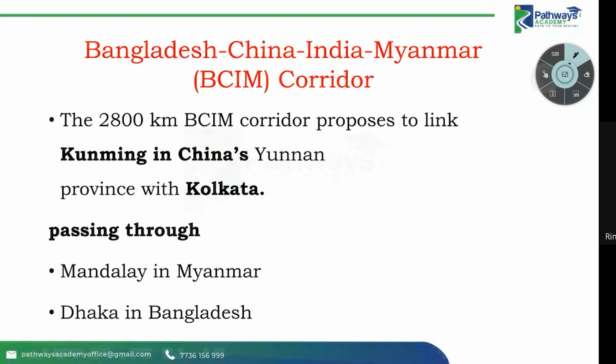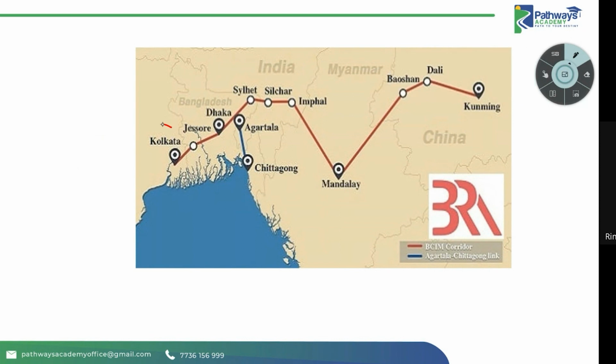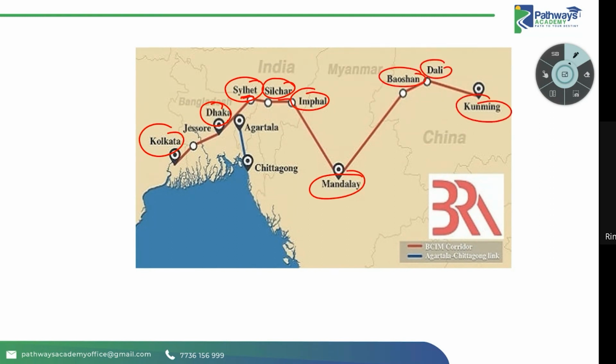This is passing through, please note it down. It passes through Dhaka and Sylhet in Bangladesh. Sylhet is a city in Bangladesh. Some people believe that it is in India. It's not in India. It is in Bangladesh. Dhaka and Sylhet in Bangladesh. Silchar and Imphal in India. Mandalay in Myanmar. Then Baoshan, Dali, and Kunming in China.